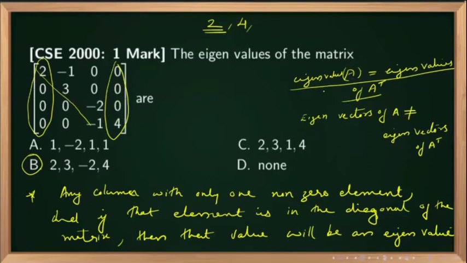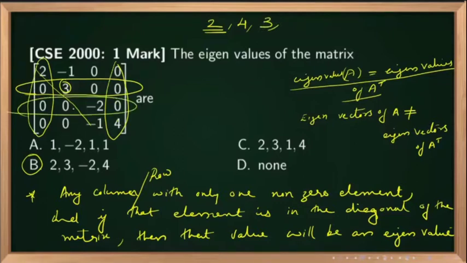Now, since the eigenvalues of A and A transpose are the same, the idea which I have mentioned for columns will be applicable for rows also. So you can change this point to any rows or columns with only one non-zero element, and if that element is on the diagonal of the matrix, then the value will be an eigenvalue. Now you can check for rows. This particular row has only one non-zero element, and that element is on the diagonal of the matrix, so I can say 3 is also an eigenvalue. Similarly, in this particular row, I have only one non-zero element, and that element is on the diagonal.